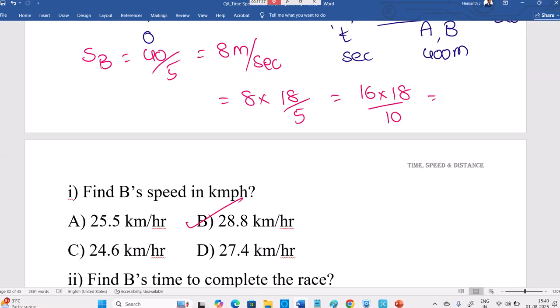Because 6 times 8 is 48, the units place is 8. So I want the answer which has units place 8 after dividing by 10. So it's like 28.8, option B only will come. So we'll see that, so you understand how you got B. The next question.